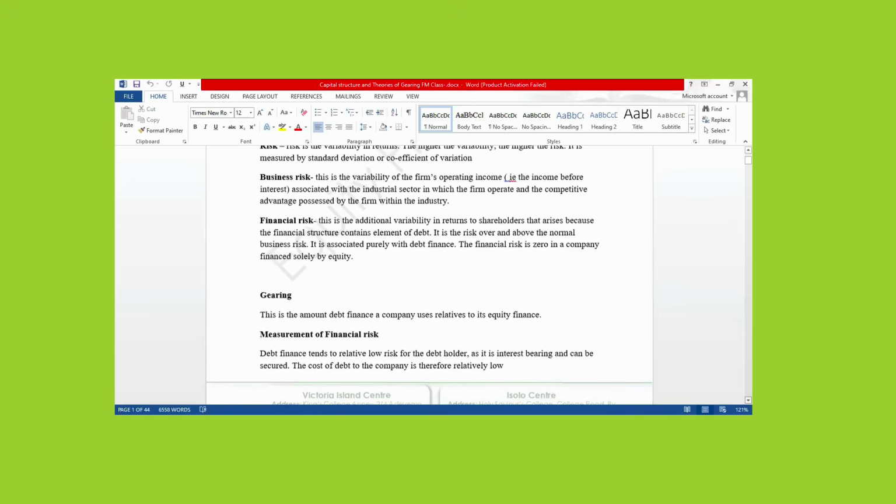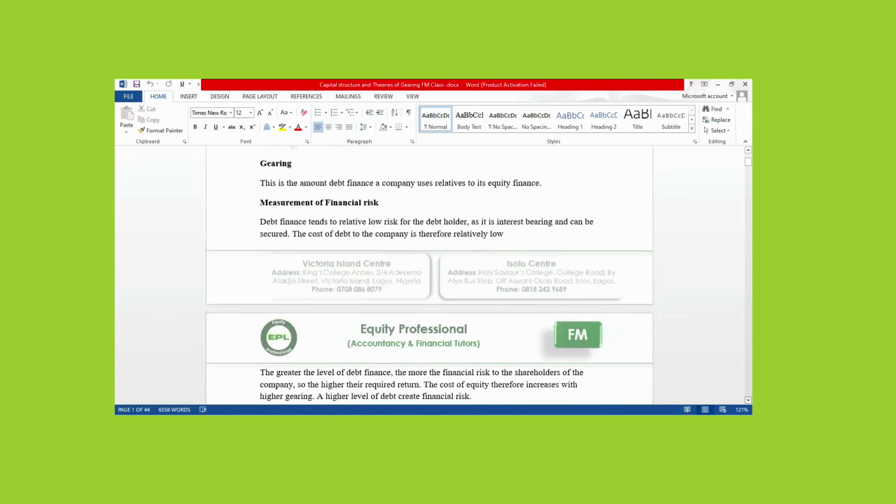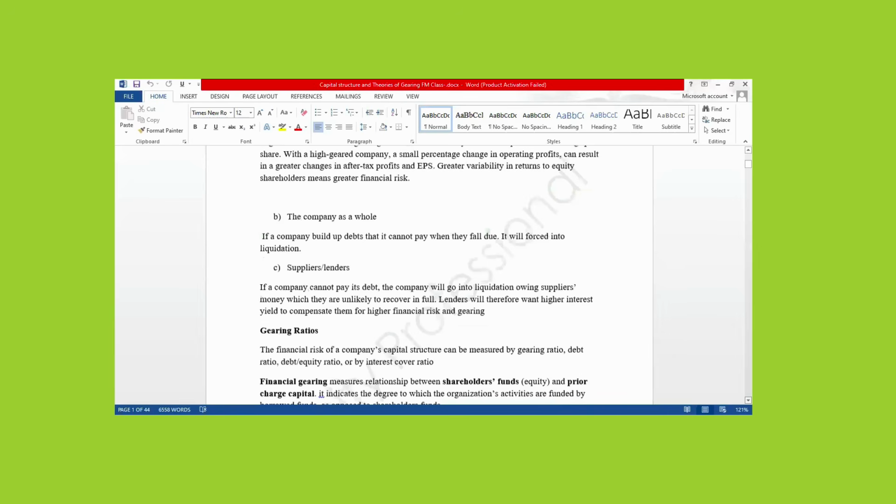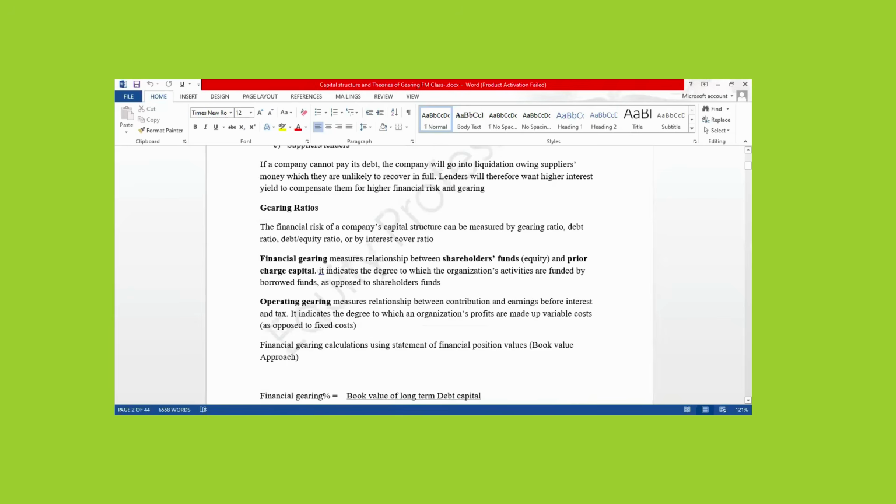There are two types of gearing. We have financial gearing and operating gearing. Financial gearing is used to measure the amount of financial risk, the level of financial risk.